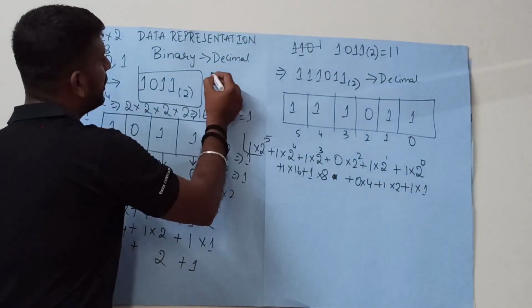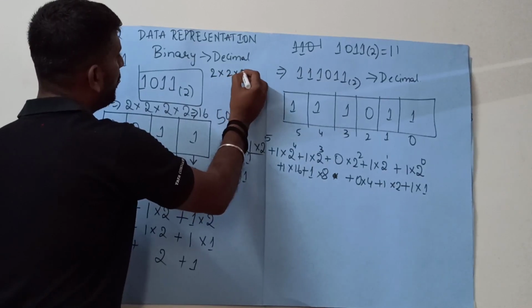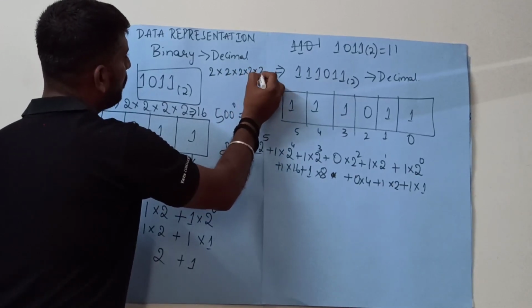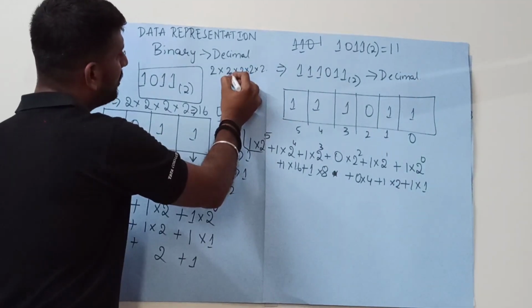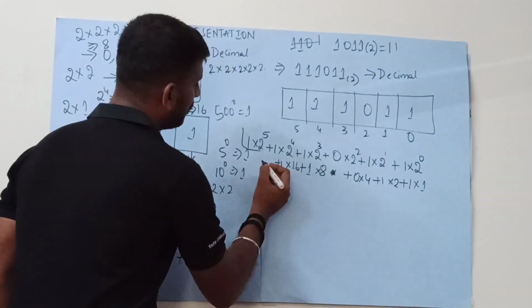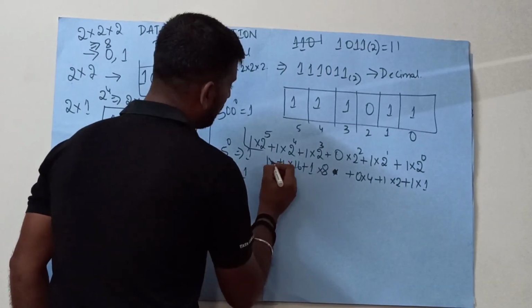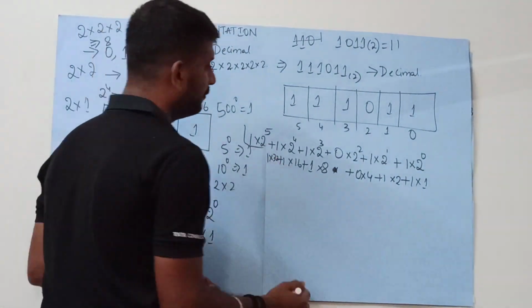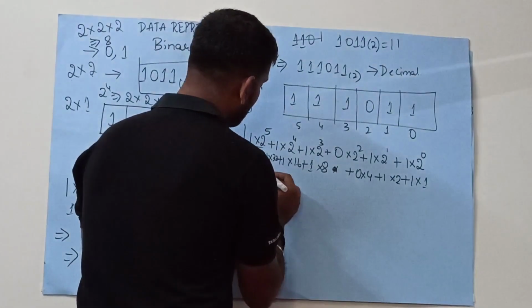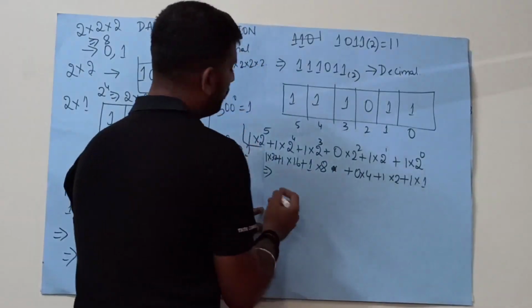2 to the power of 5 is nothing but 2 into 2 into 2 into 2 into 2. So 2 2s are 4, 4 2s are 8, 8 2s are 16, 16 2s are 32. So you have to take 1 into 32. The digit is 1, you have to multiply it with 32. Okay. Next, we will come back to how to do this.